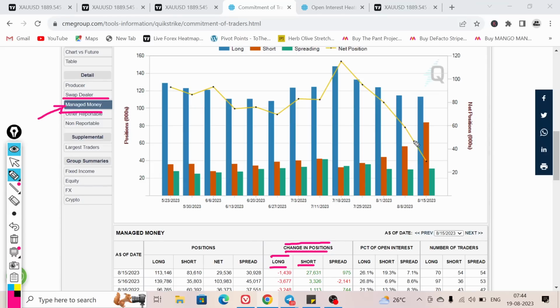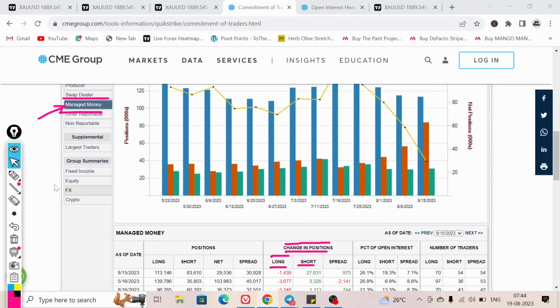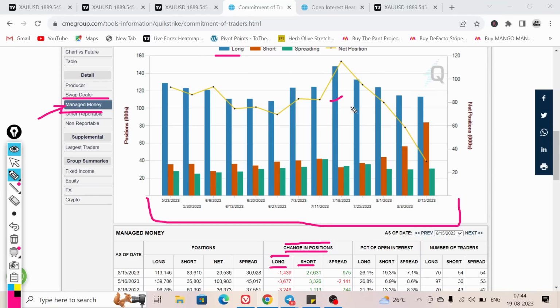This right over here, if we look at it on the chart, this is the chart of a 3-month period, from this to this period. The blue bars are the net long positions, and this brown one is the short position, this right over here.